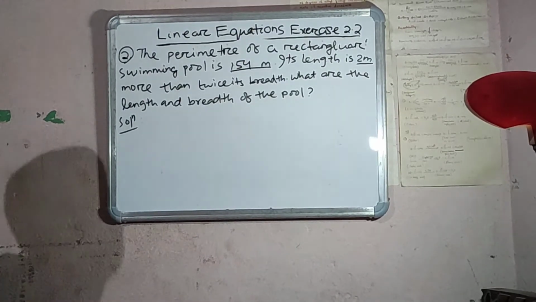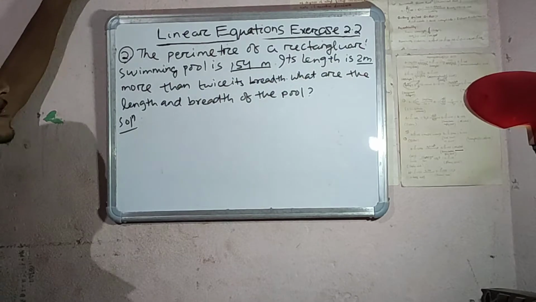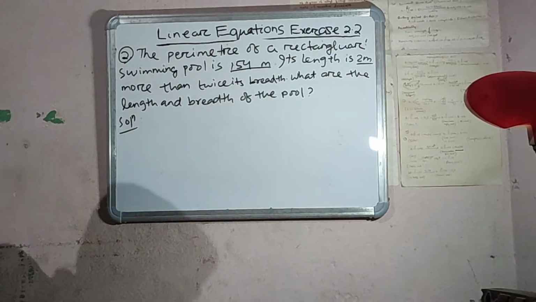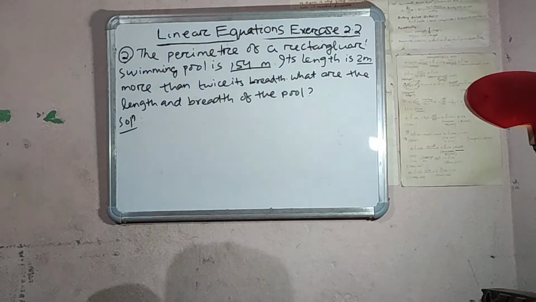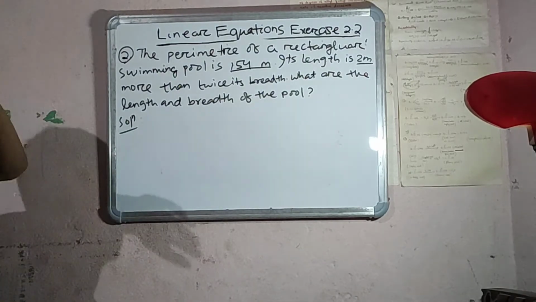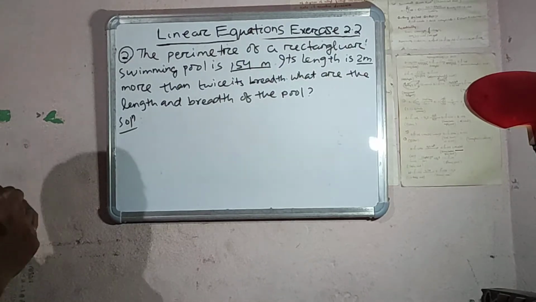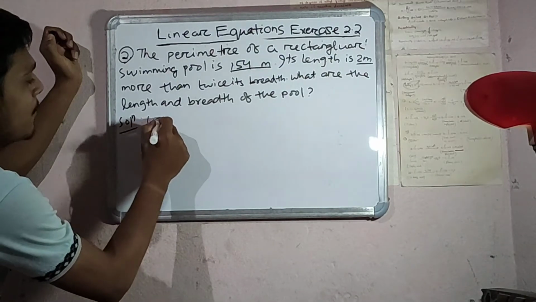The next question is question number 2. The perimeter of a rectangular swimming pool is 154 meter. Its length is 2 meter more than twice its breadth. What are the length and breadth of the pool? Okay. It is an application of linear equation, a geometrical application.